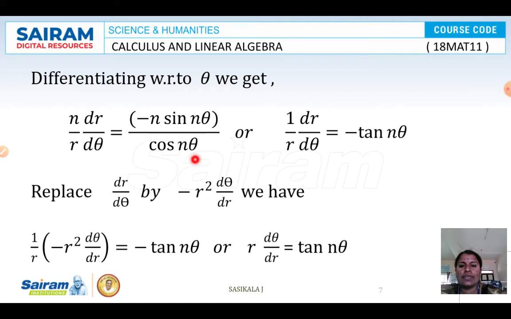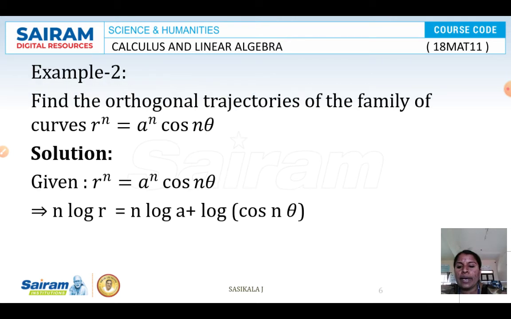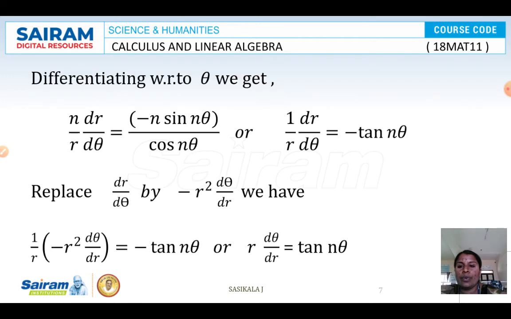Now differentiating with respect to theta, what will I get? N by r dr by d theta is equal to 1 by cos n theta into the derivative of cos n theta, which will be minus sin n theta into n. Again the n theta will give n, ditto like the previous one. Now 1 by r dr by d theta is equal to minus tan n theta. We got the differential equation in the polar family. Now we need to replace dr by d theta by minus r square d theta by dr. So it will be r d theta by dr is equal to tan n theta.